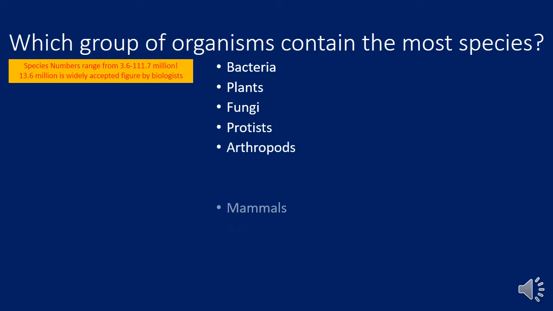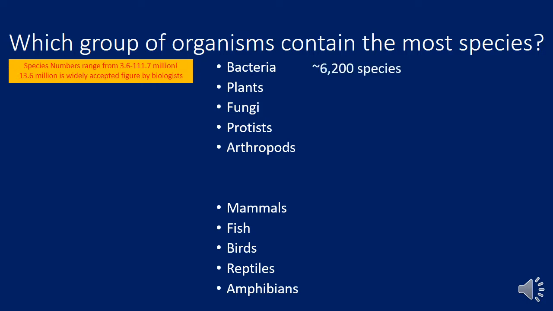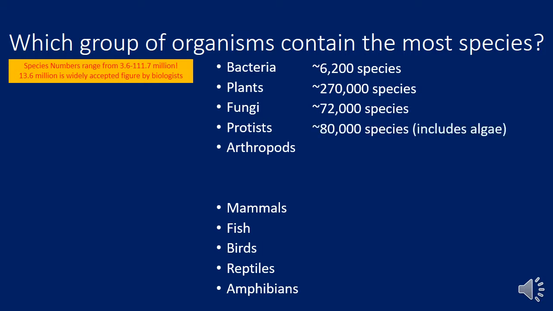So we got bacteria, we got plants, we got fungi, we got protists, we got mammals, fish, birds, reptiles, amphibians. And so how many do we think there are of each? Well, we're not totally sure because there's a lot of stuff we haven't found yet. But how many have we found of each? We've only named about 6,200 species of bacteria, about 270,000 plants, 72,000 fungi, 80,000 species of protists. This includes algae.